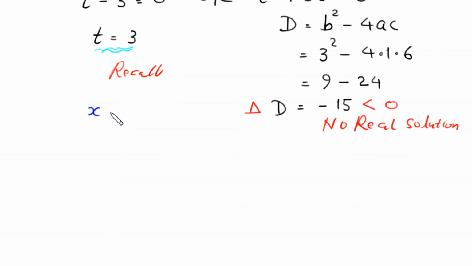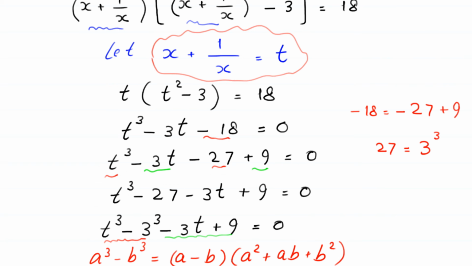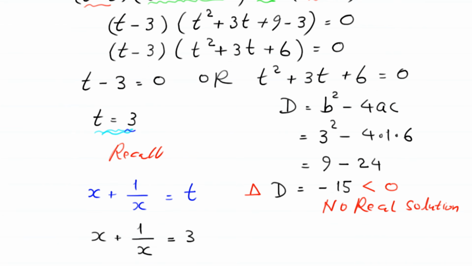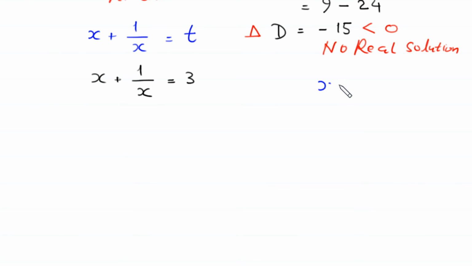We have supposed that x plus 1 over x is equal to t. So when t is equal to 3, then this equation will become x plus 1 over x is equal to 3. And we have to find the value of x to the power 7 plus 1 over x to the power 7.